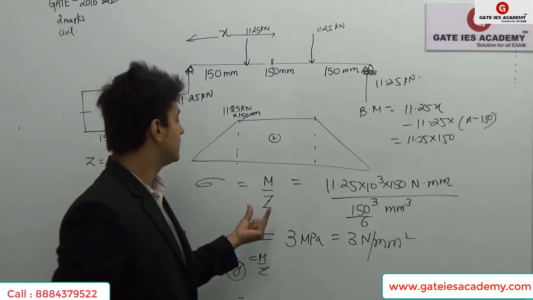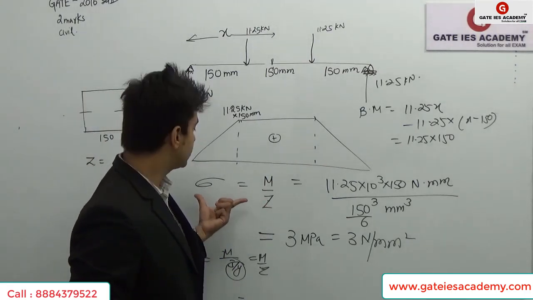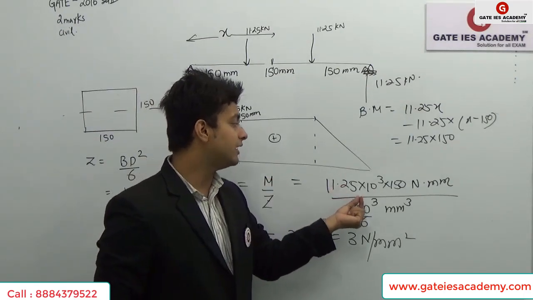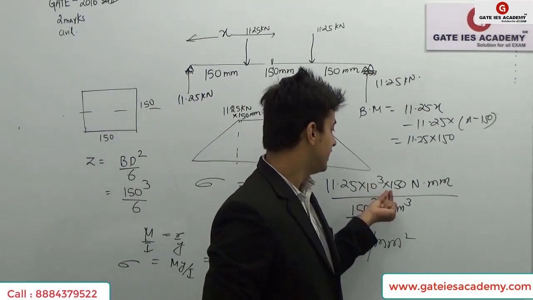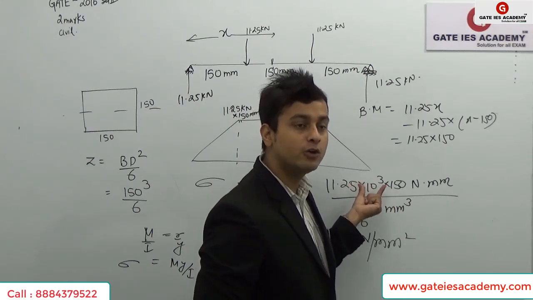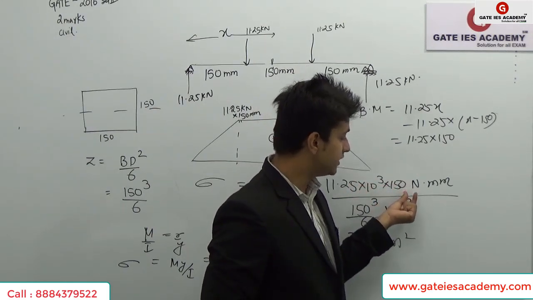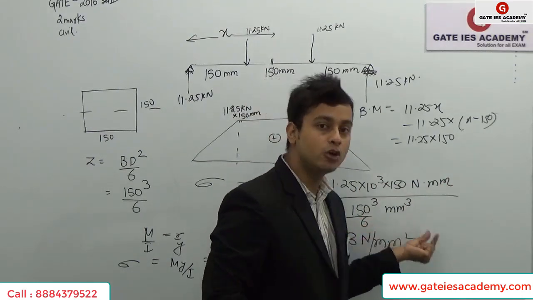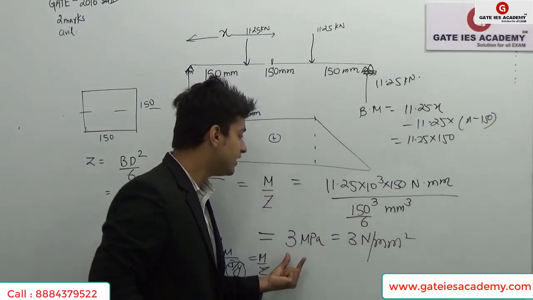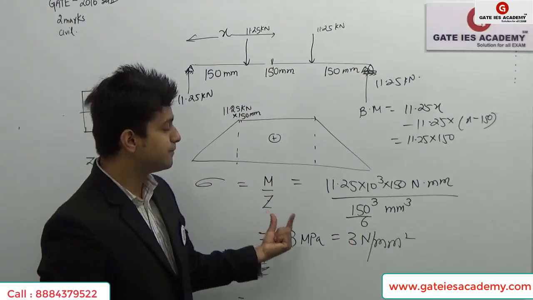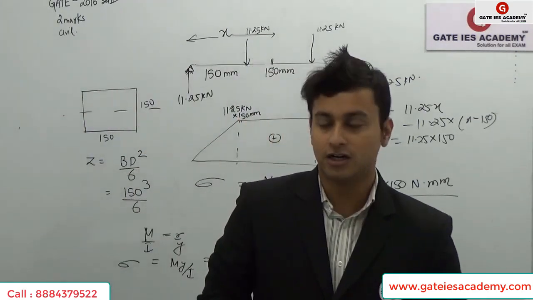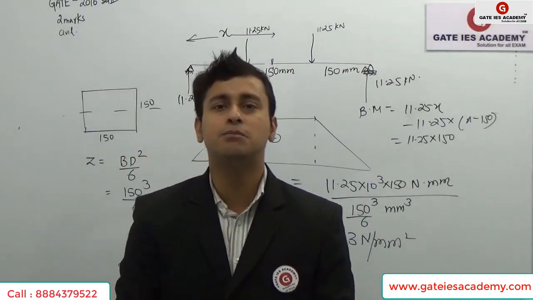So now I'll come here to calculate my modulus of rupture sigma, that will be M by Z. So here it will be 11.25 into 10 power 3, that is nothing but kilonewtons converted into Newton, and this is 150 mm. So Newton mm divided by 150 cube by 6 mm cube. So this will give me 3 Newton per mm square, that is 3 MPa as my modulus of rupture. And this is how you calculate these simple questions.